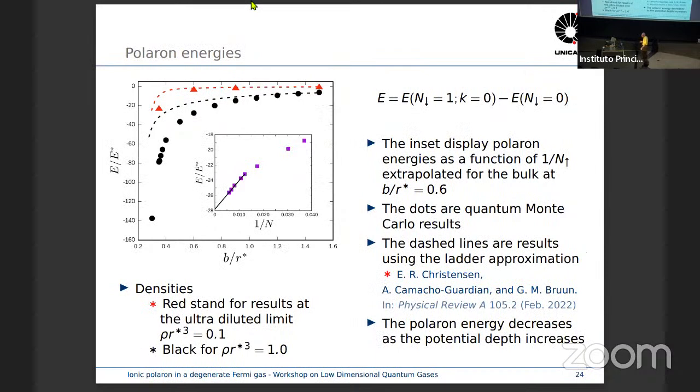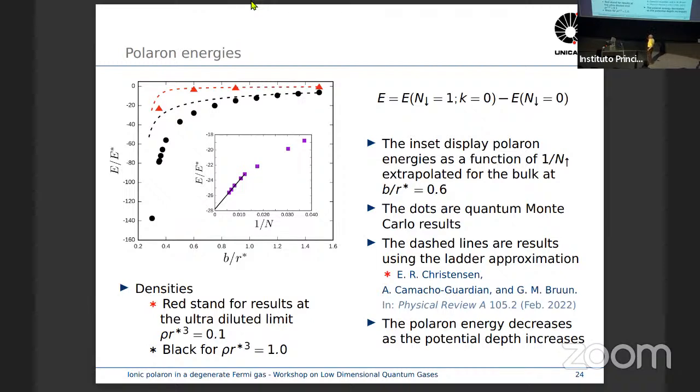Okay, let's go to the results. First, I want to call attention to this inset. What is this inset telling us? We have here 1/n, where n is the number of particles in the bath. We want to have this value for the bulk, for a bath in the bulk. So we extrapolate these energies of the polaron as a function of 1/n to 0. Each one of these points, the triangles, was obtained in this way, doing this kind of extrapolation.